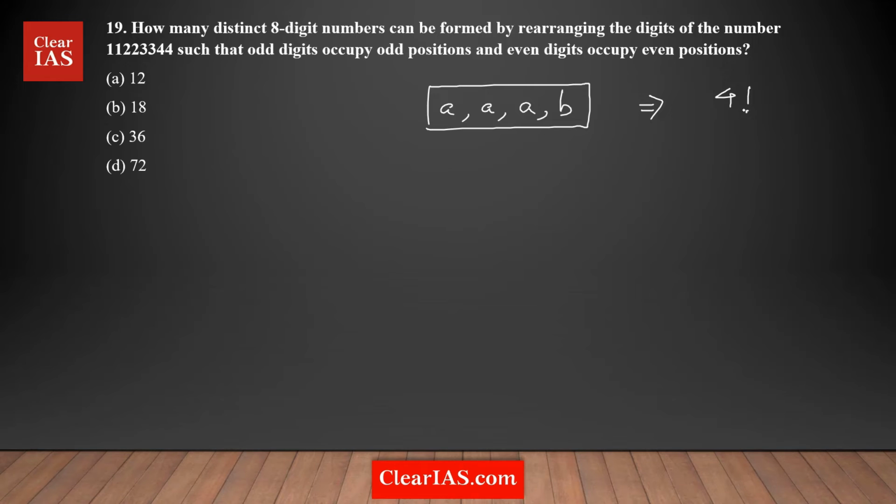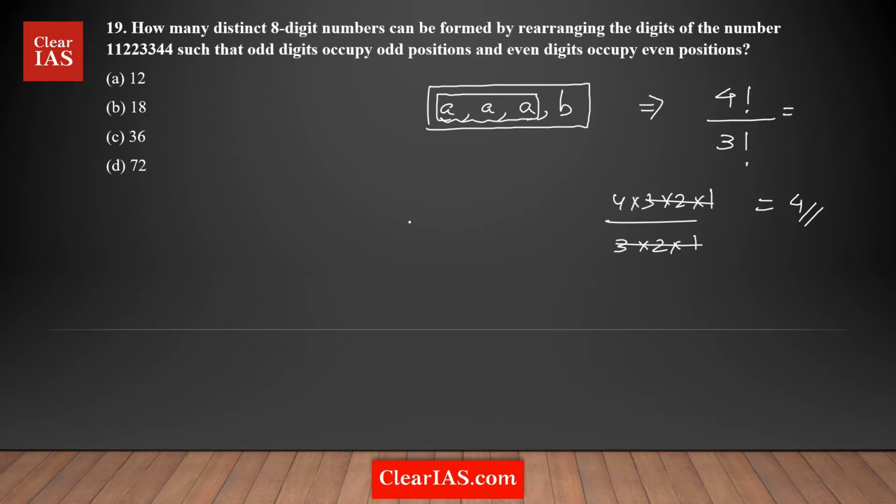But out of this 4 factorial, there are some repetitions. You need to compensate for that. You divide by the repetitions here. A is repeating how many times? 3 times A is repeating. So you divide by 3 factorial. That means your answer is going to be 4 factorial by 3 factorial, which is 4 times 3 times 2 times 1 over 3 times 2 times 1. You can cancel it down, or I can say 4 factorial is 24 by 6, which is 4. So there are 4 ways you can arrange this.